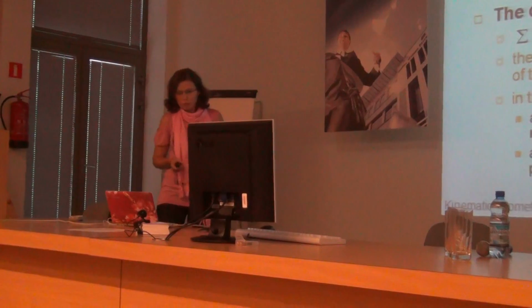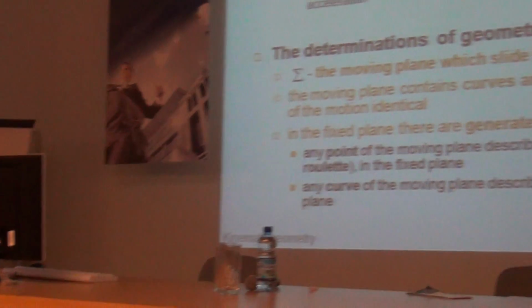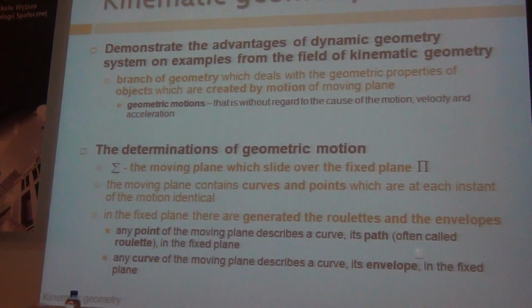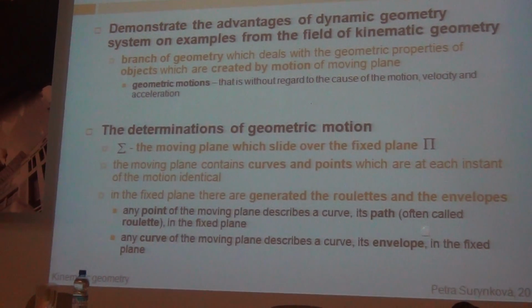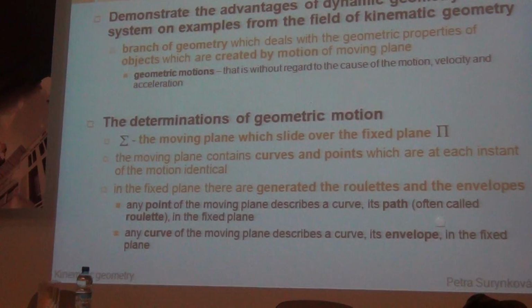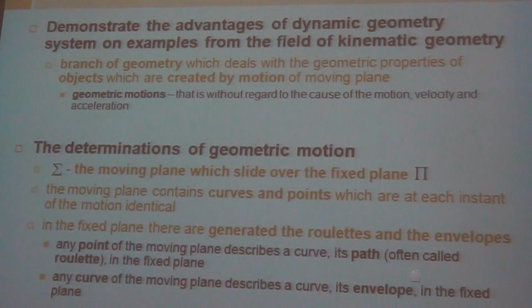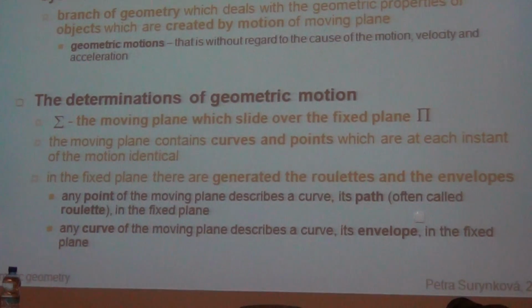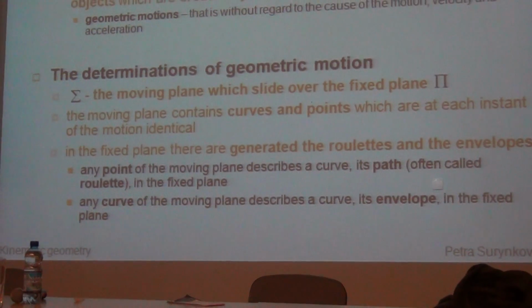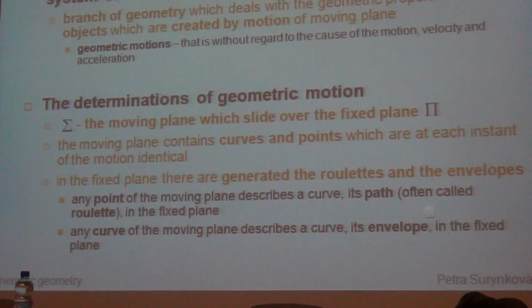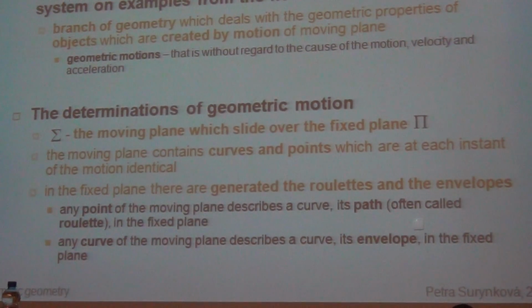So, in the fixed plane there are created some roulettes and envelopes, some curves. Any point of the moving plane describes a curve, its path, often called roulettes, and any curve of the moving plane describes a curve. I will show you some examples, I think it will be clear.